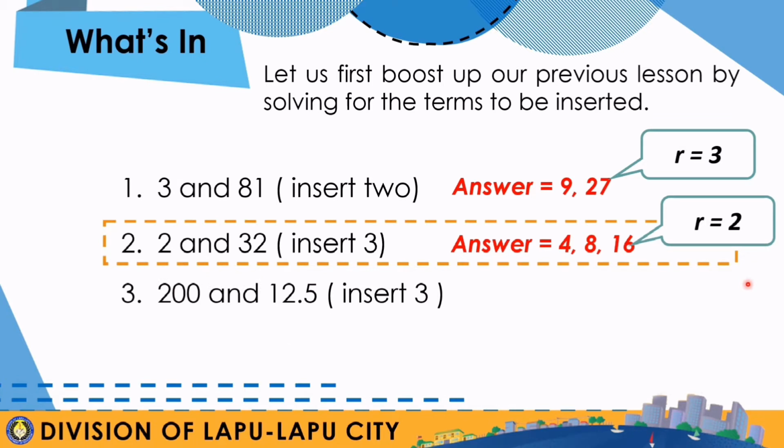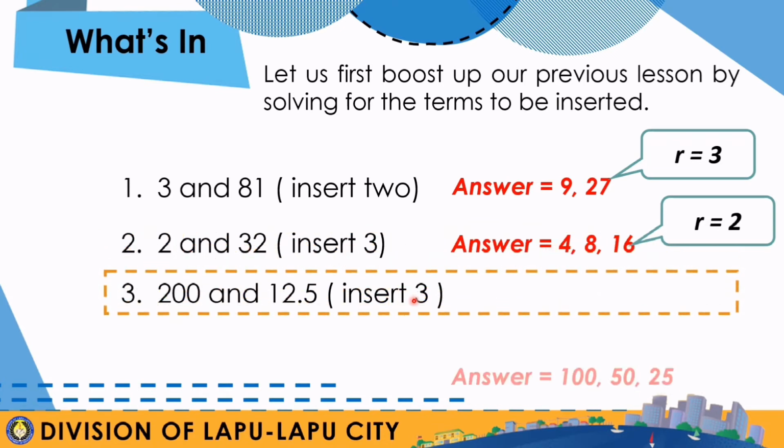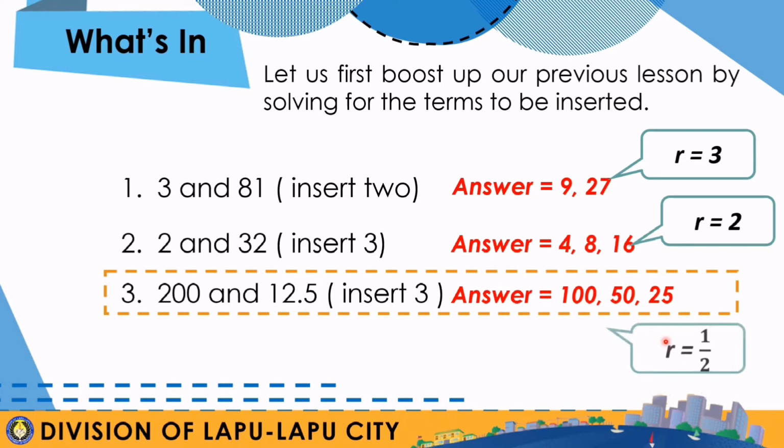And lastly, for number 3, the terms are 2 and 12.5. Inserting 3 terms, that gives us 100, 50, and 25. Here, the common ratio is 1/2. Pretty much easy, right? Well done!